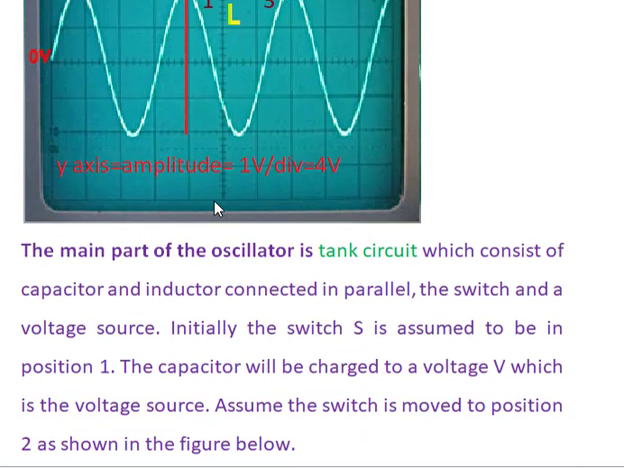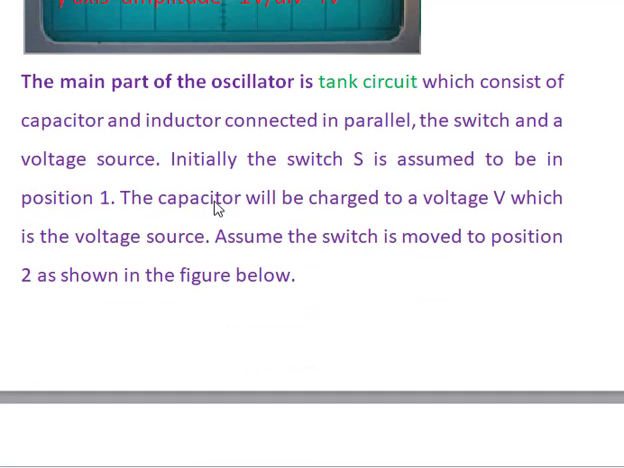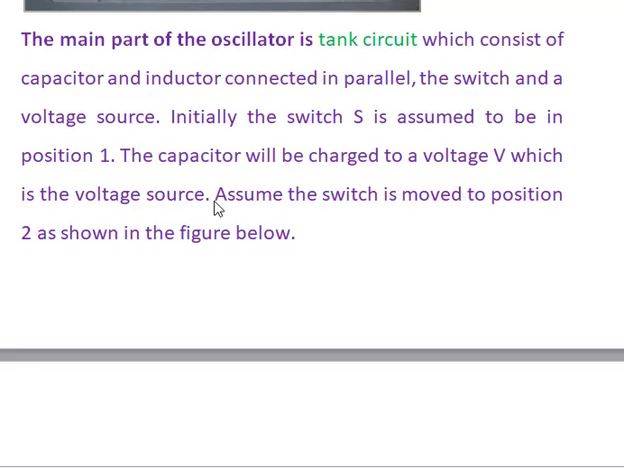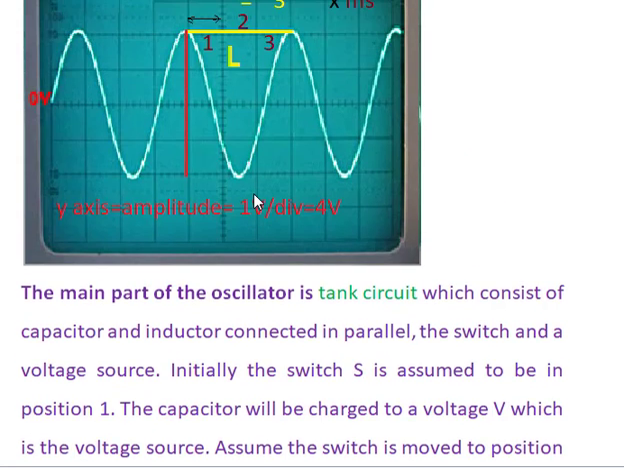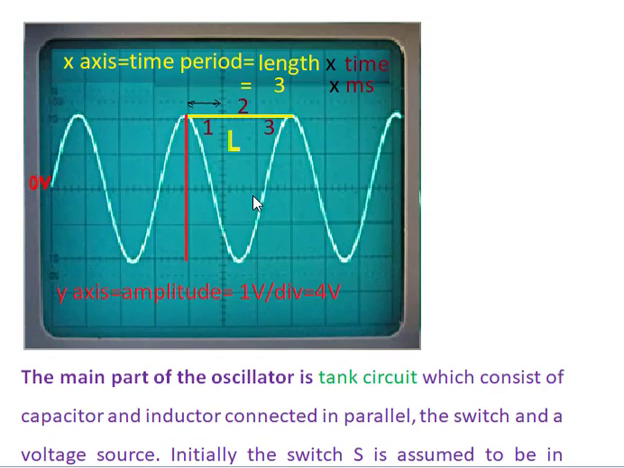So what is the main part of the oscillator? The main part of the oscillator is a tank circuit. The oscillator consists of three parts. The main part is the tank circuit. The second part is the amplifier. The third part is the feedback network.